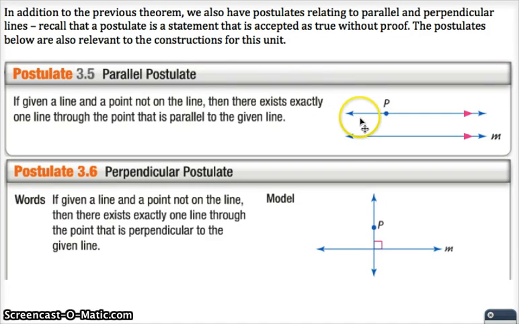Given a line and a point not on the line, there exists exactly one line through the point that is parallel to the given line. Seems a little bit strange why they put that in there. I'll draw that in a second. And this one, if you got a line and a point not on the line, there's exactly one line parallel. Let me show you that in two different cases here.